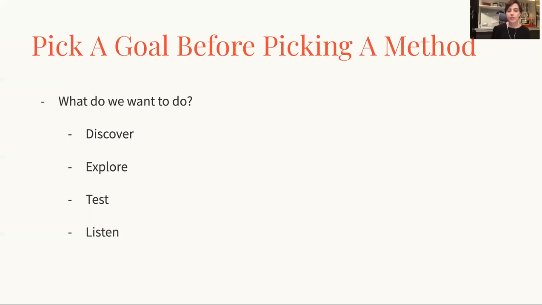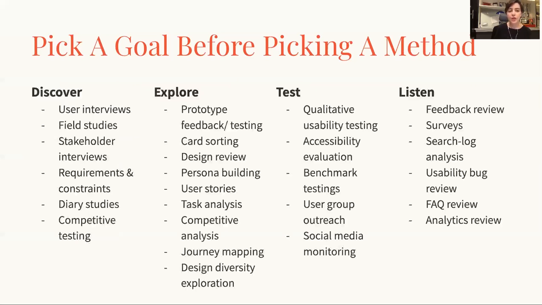So once you've chosen a goal between discover, explore, test, or listen, we can choose a method. And so each goal, as you'll see here, has lots of different methods associated with it. And some are more common in certain industries or on certain platforms than others. Some of my favorites and some of the ones that we use most often at NPR include user interviews, diary studies, prototype testing, feedback review, and design review. But there are lots of other good examples here.